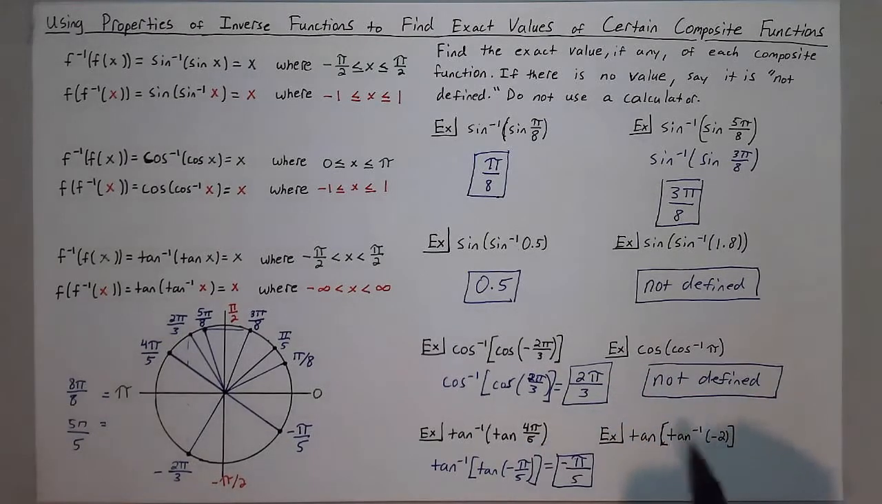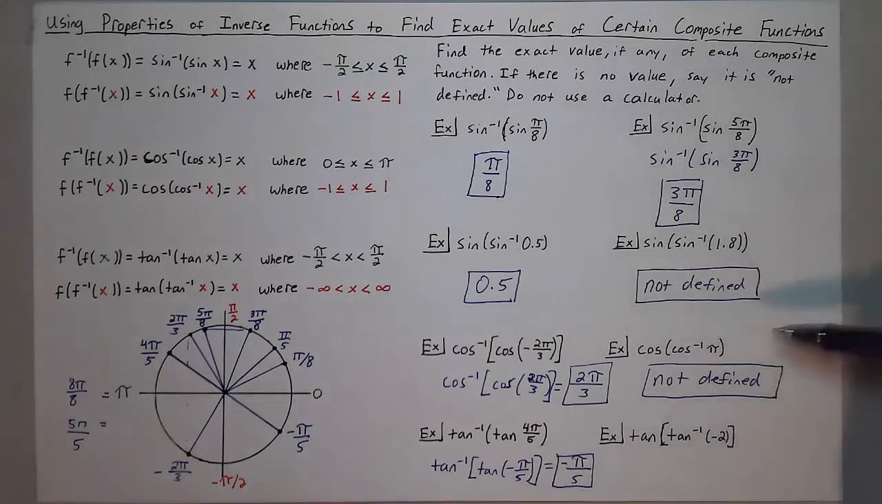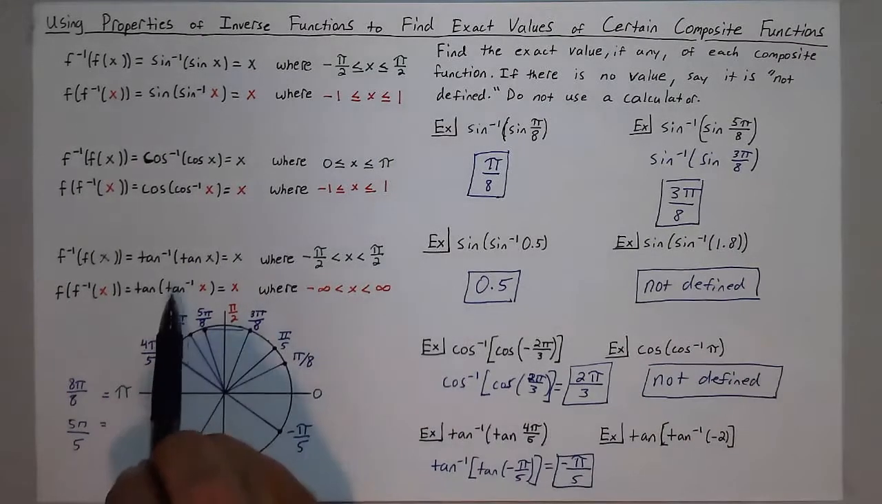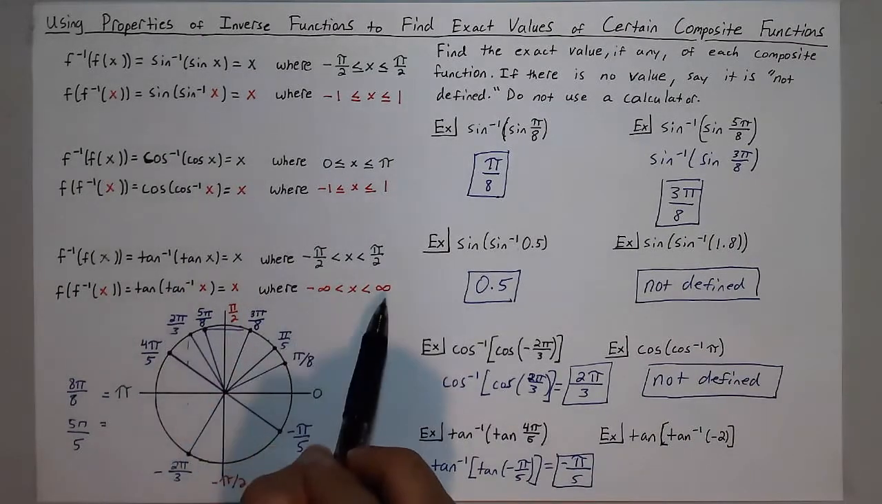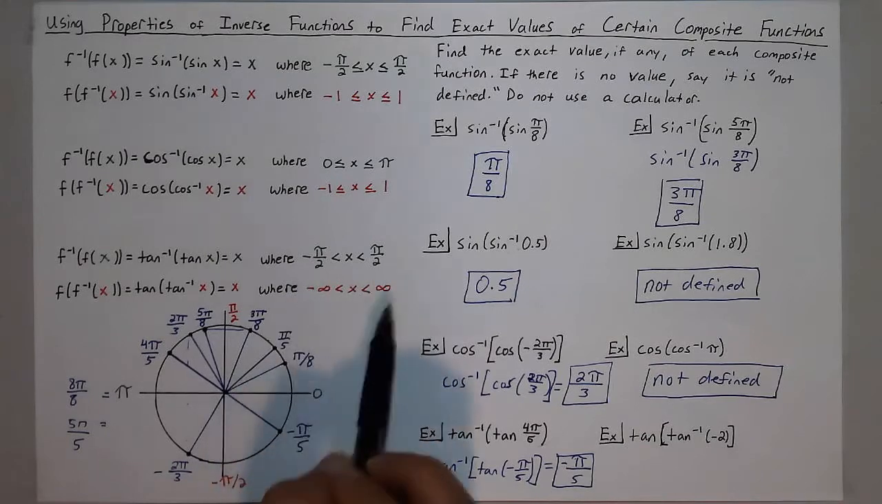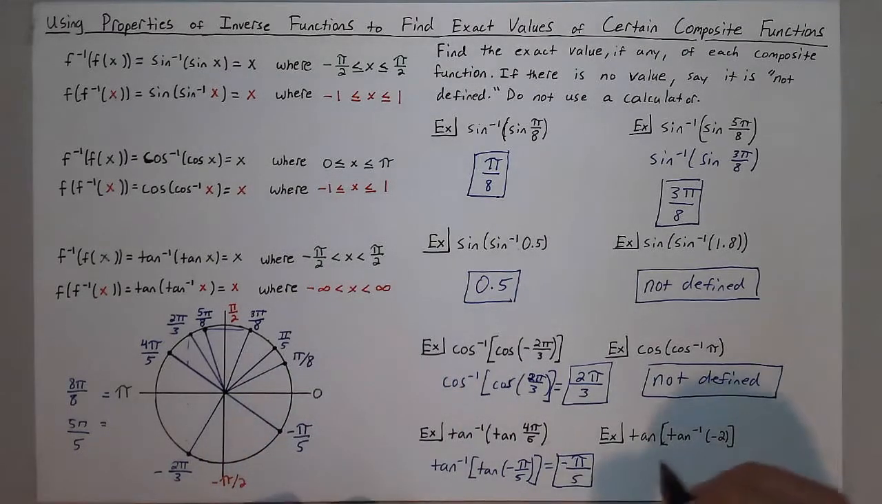And lastly, I want to talk about tangent of tangent inverse of negative 2. In the sine and cosine cases, that would have been undefined. But now tangent inverse's domain is negative infinity to infinity. It means I can use any value I want as long as it's a real number. So those will just cancel, and my answer would be negative 2. In this case, you should never have an issue with whatever your input number is.